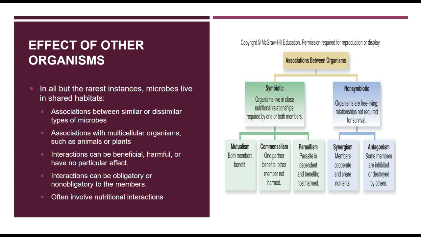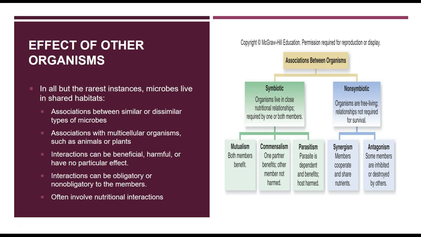Then we have other organisms. So we have these non-living environmental factors that impact microbes, but then we also have other organisms that also impact microbes. In the majority of instances, microbes live in relationships with other organisms. Sometimes they live in a sort of symbiotic association with different microbes. Sometimes they live in association with multicellular organisms like plants and animals. These interactions between these organisms can be beneficial, or it can be harmful. Sometimes there is no effect at all. They just happily live together, but neither organism is harmed or benefited.